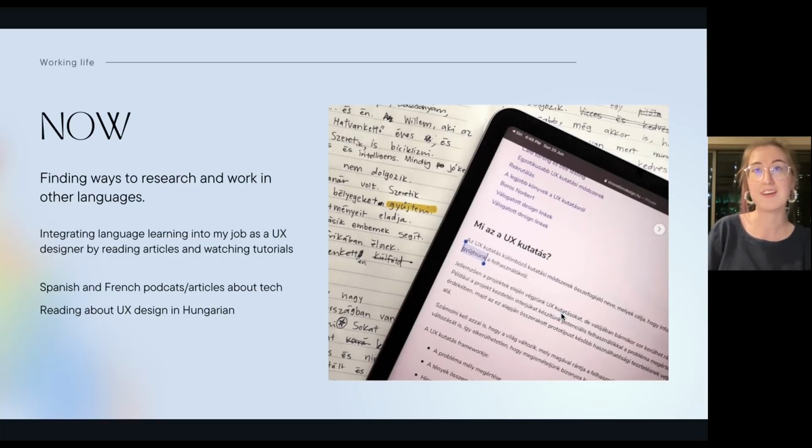The same is with Hungarian. And it's really funny that I don't even think I can count from 1 to 10 in Hungarian. I don't even know if I can order coffee, but I can tell you all about user research, UX kutatás in Hungarian, because I'm just so fascinated by design and user research that everything I read in Hungarian is related to design. So it's a bit disproportionate, my vocabulary, but at least I'm enjoying myself.